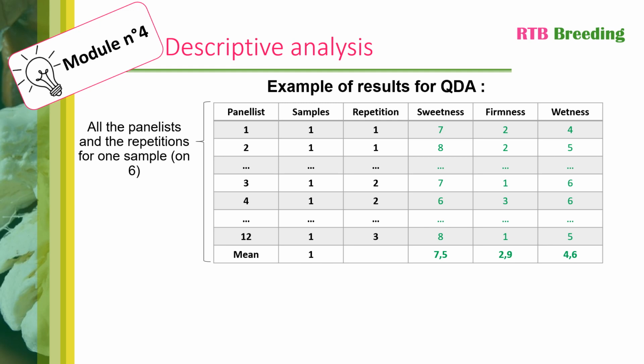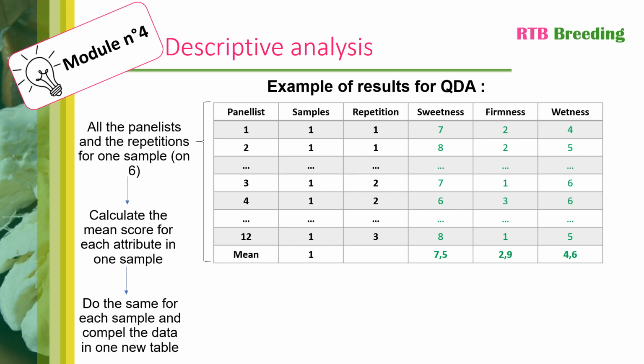To process the data, you need to enter data for all panelists for all repetitions of one sample. We can then calculate the average intensity for each attribute in the sample. This exercise must be carried out for all samples so that the data from the various samples can be compiled in a table as shown here.